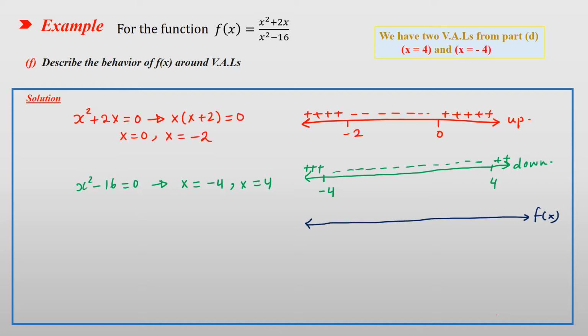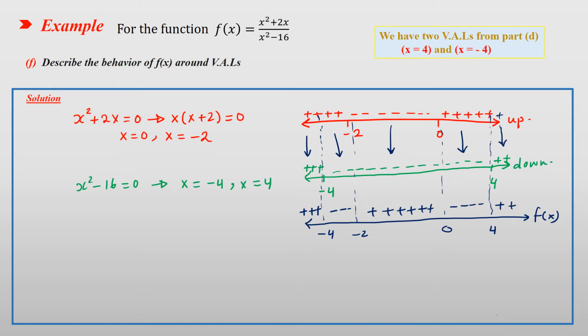Now for the function f of x, this is the sign of the function f of x. We have negative 4, negative 2, 0 and 4. So you have to divide to get the sign. Positive divided by positive is positive, positive divided by negative is negative, negative divided by negative is positive, and positive divided by negative is negative, and positive divided by positive equals positive.